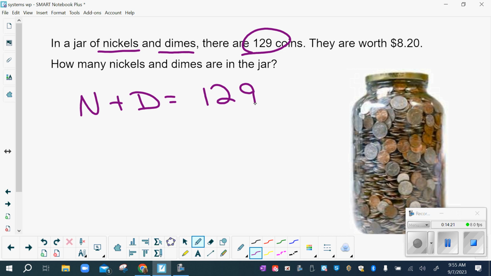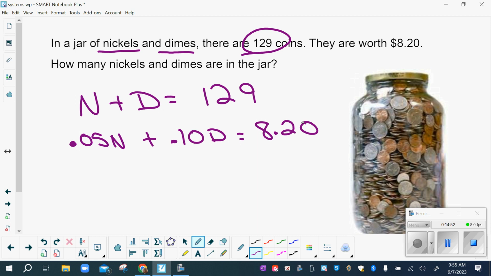So here's what I know. On the next thing, this is how much they're worth. When we start talking about what money's worth, then we've got to put in how much a nickel is worth. A nickel is worth 5 cents. And a dime is worth 10 cents. And if you have, oh, I forgot the D. And if you put that all together, you're going to come up with $8.20.